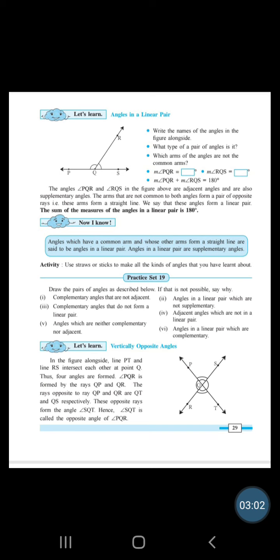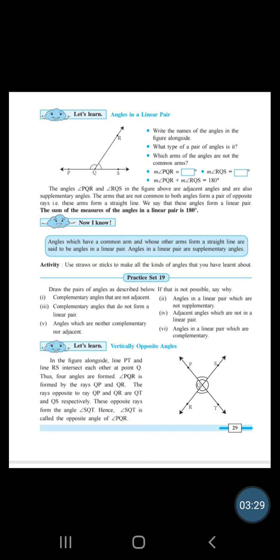Third point, vertically opposite angles. What I taught in the notebook is the same as what is given in the textbook. The only difference is I have given different labels, ABC, PQR, and so on, and in the textbook PQT, RQS is mentioned. The rest is all the same.